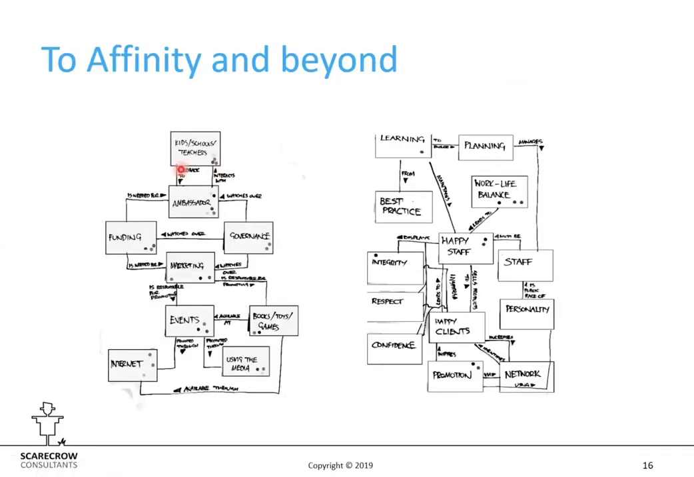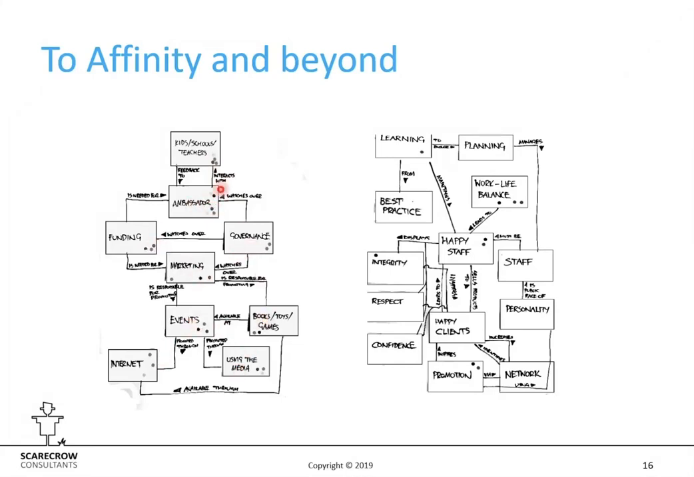So here we can see we've taken all of the factors from before and grouped them together into affinities. We've got an affinity here called kids, schools, teachers. We've got one called ambassador. We've got funding, marketing, governance, events, and so on. We've got another set of affinities here, things like best practice, happy staff, personalities, happy clients, promotion, and so on. These little dots you can see in the corners, these are the dot votes.